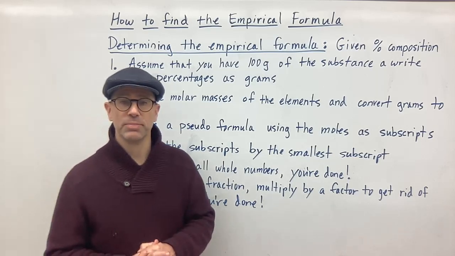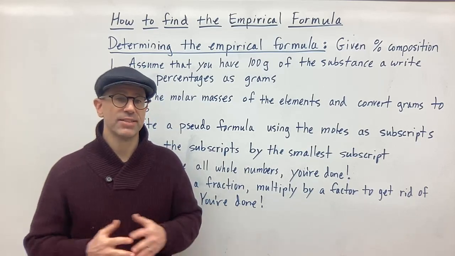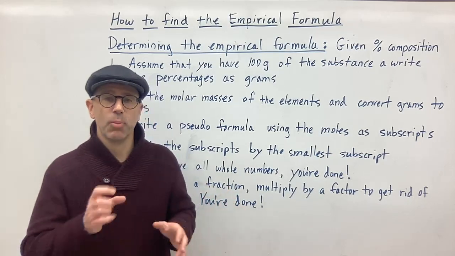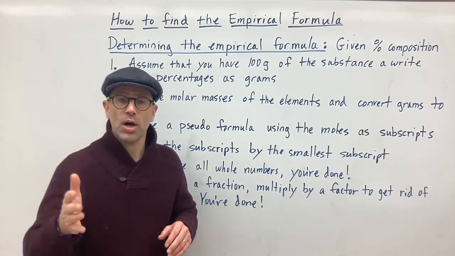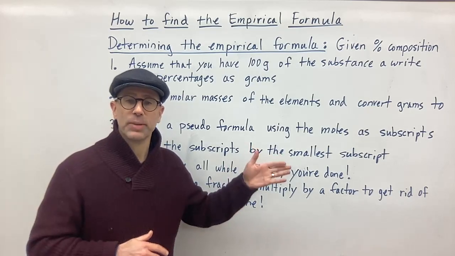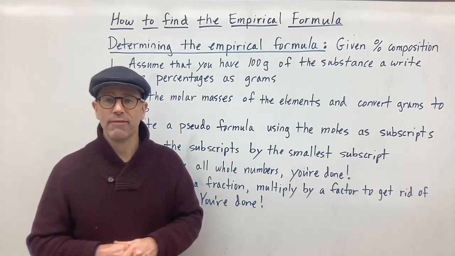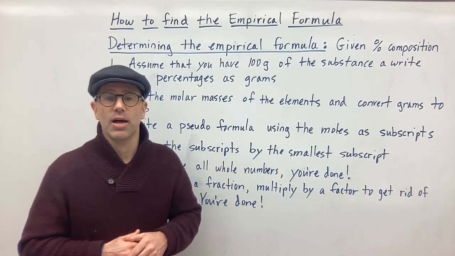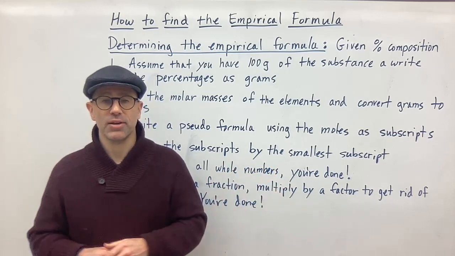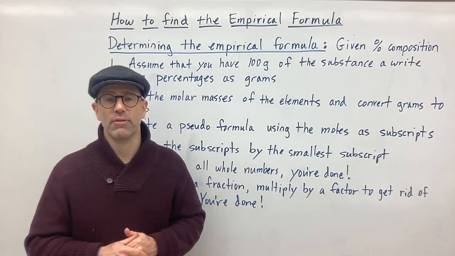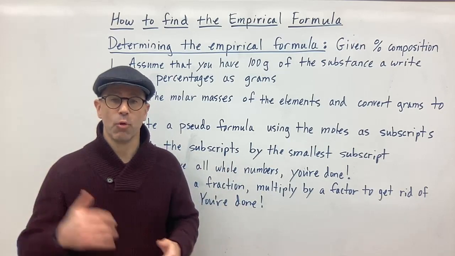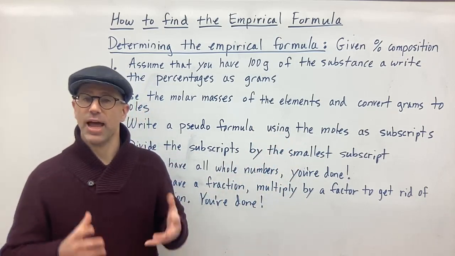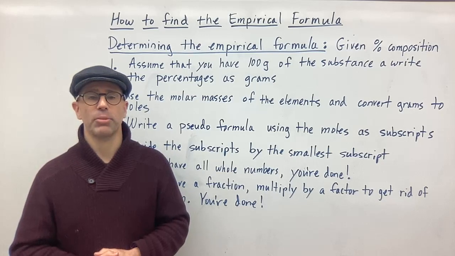If one of your subscripts has a fraction of, say, 6.33, well, the 0.33 is 1/3, right? So then you're going to multiply everything by 3. If you have a 0.75, that fraction is 3/4, or 0.25 would also be 1/4. So you multiply by 4 to get rid of that fraction. And then you're done. At that point, you should have your empirical formula.